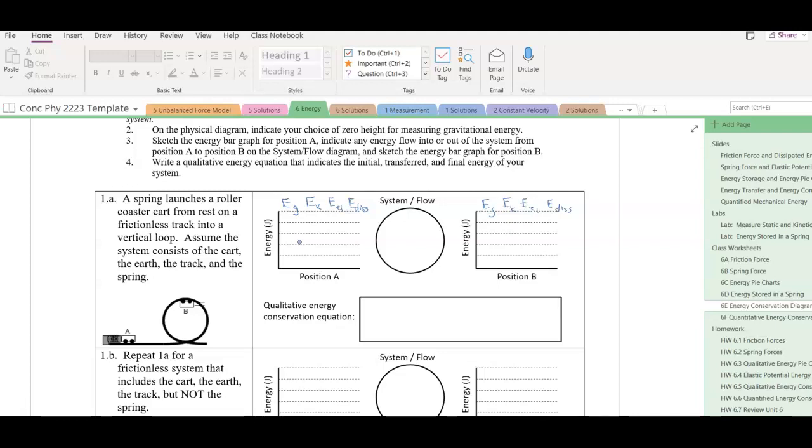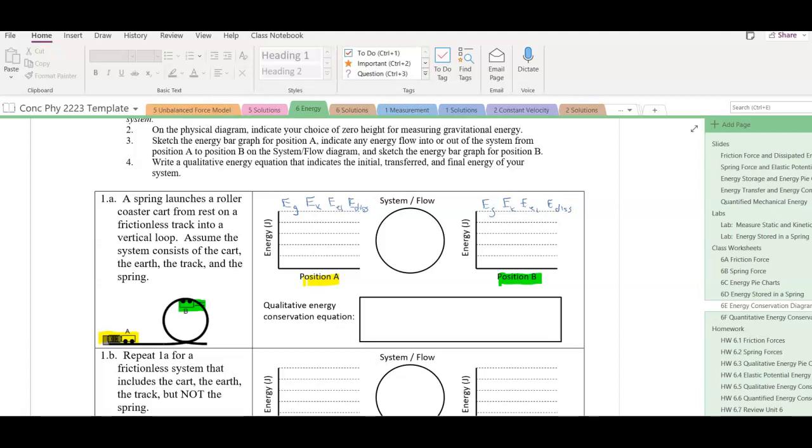So notice that the bar chart on the left says this is for position A. Position A corresponds to the first place that we look at the system, and position B corresponds to a later time when we look at the same system. And so we're going to describe how energy has redistributed from when it was at position A to when it was at position B. And then below this chart, we will write the conservation energy equation.